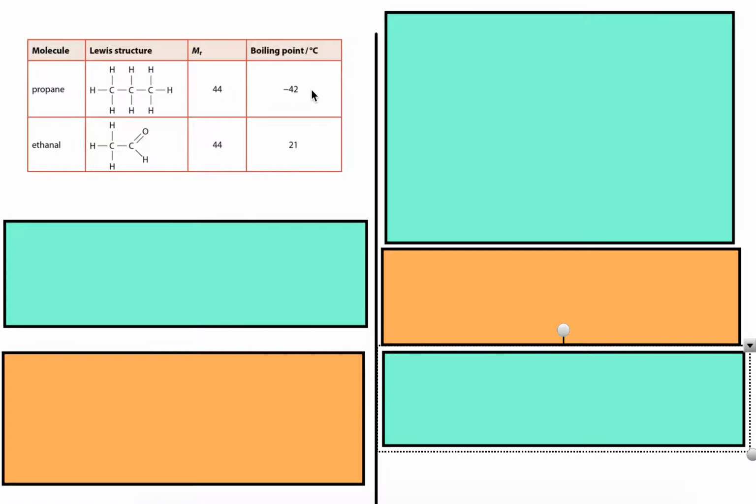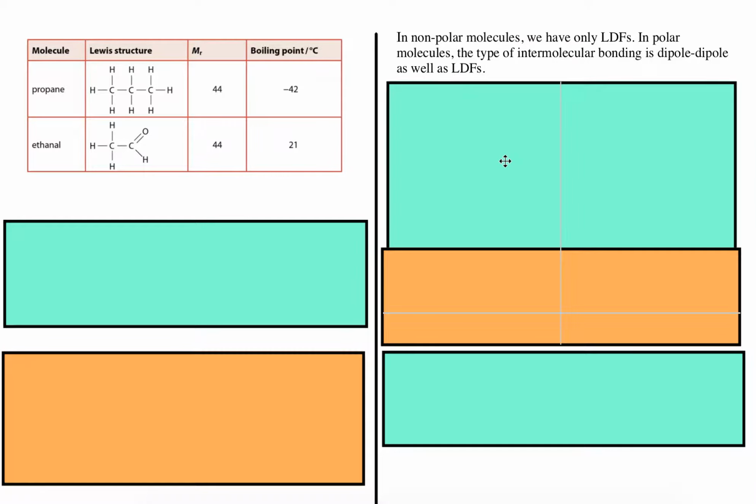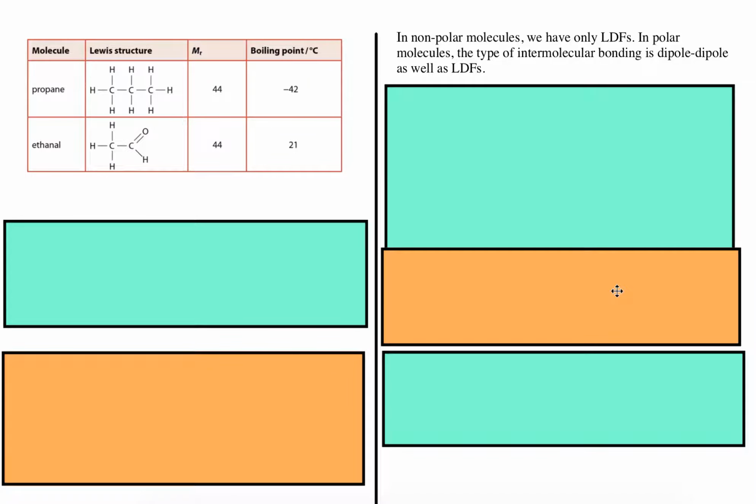And we notice that propane has a boiling point of negative 42. Ethanol has a boiling point of 21. Let me bring down my slide here. So here we go. Propane's nonpolar. It's a hydrocarbon. Notice only carbon and hydrogen. The second molecule is an aldehyde, and the functionality of the aldehyde, as you will learn, is this carbon double bonded to oxygen, called a carbonyl, with a hydrogen.